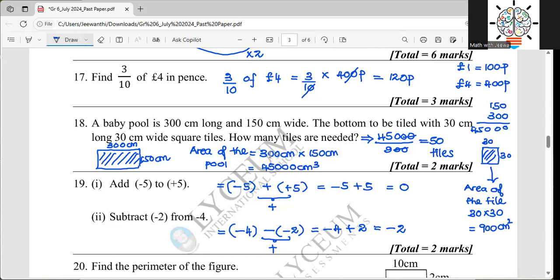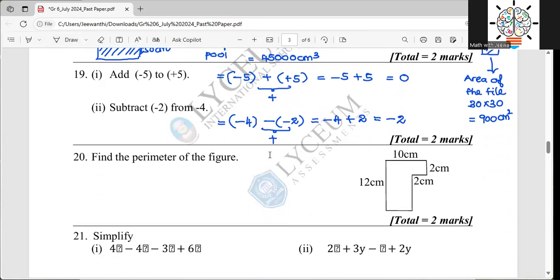Now you have two numbers with two different signs. When you have two numbers with two different signs, you want to get the difference of those two numbers. 4 and 2, the difference is 2. And how are you going to use the sign? You get the sign of the higher digit. When you compare the digits 4 and 2, the 4 is the higher digit. Therefore, I use the negative sign for the final answer.